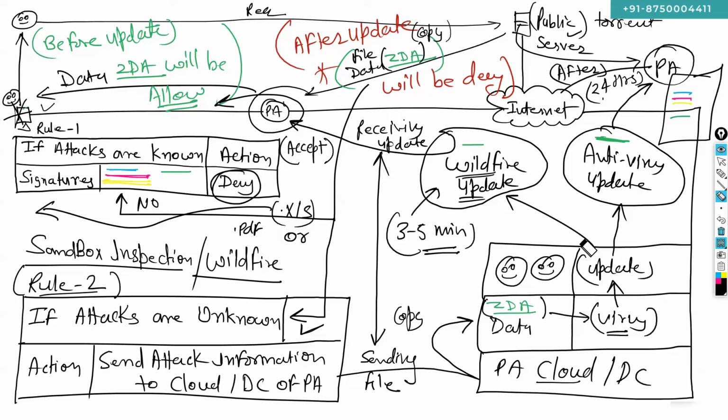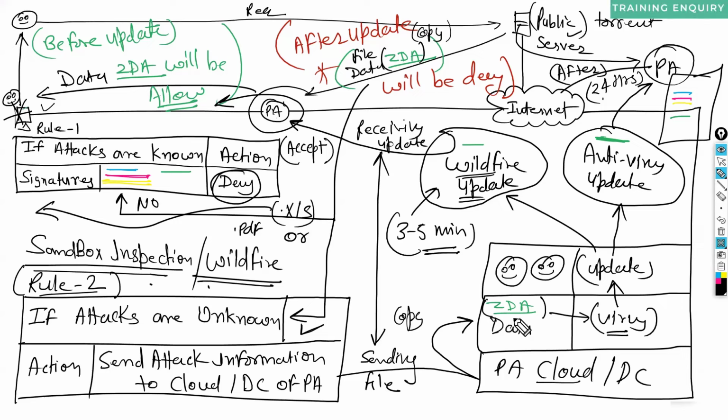Okay, now remember it: WildFire is actually sandbox inspection. In sandbox inspection or WildFire, we configure a rule on the Palo Alto firewall that if you see any unknown attack information, send that information to the Palo Alto cloud, so that they can analyze it and give you an update. The question is: why can't I generate the update?